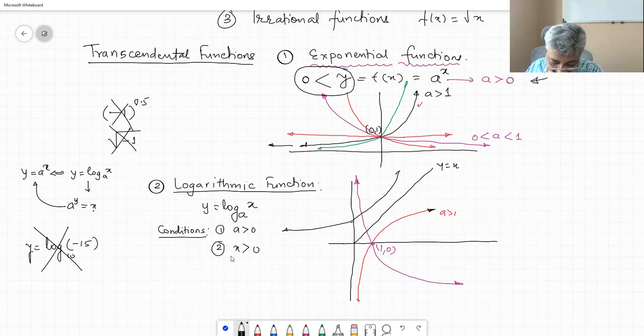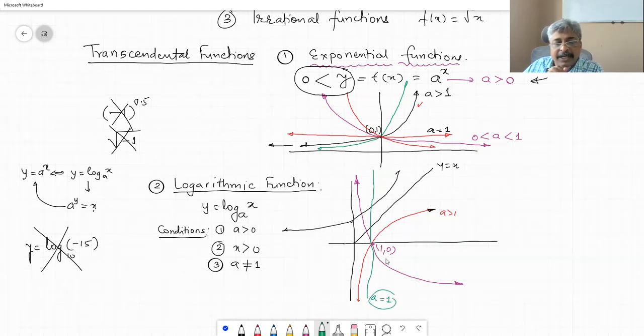Your x value must be strictly greater than zero. Okay. And the third condition here is that a should not be equal to 1. Obviously, this condition is not present in the exponential, because I have drawn the graph of a is equal to 1 there. It is a horizontal line passing through 0, 1. But when I reflect that line in y is equal to x, it becomes a vertical line passing through 1, 0. A vertical line is not acceptable as a function at all because it does not satisfy the vertical line test. There are infinitely many points. Therefore, this additional condition. So you need to be aware of these three conditions when you write a logarithmic function.